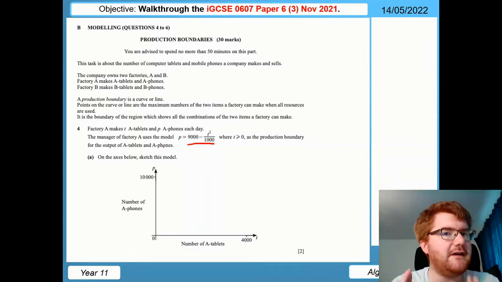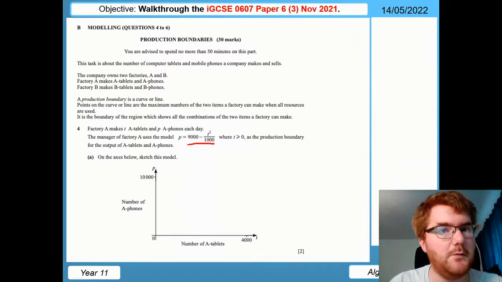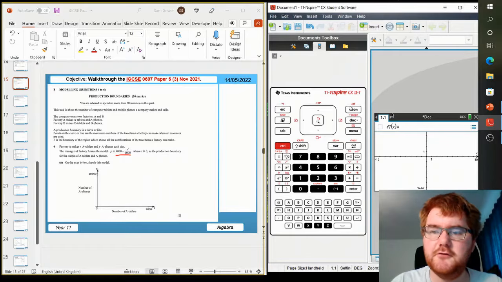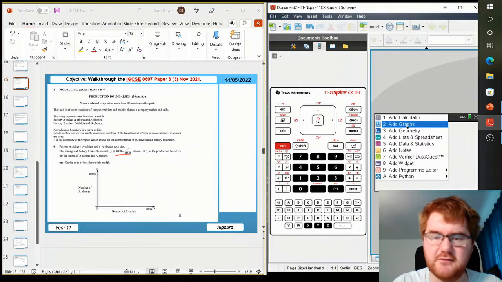So this is where the graphical calculator is really, really important. So make sure you've got it for your paper 6, and we're going to go over, plot it in, and see what we get. Okay, so make sure you've got your graph function ready. So if you're not sure where that comes from, then just go to New, and we want to go to Add Graph. So this is the number 2 on the TI Inspire.